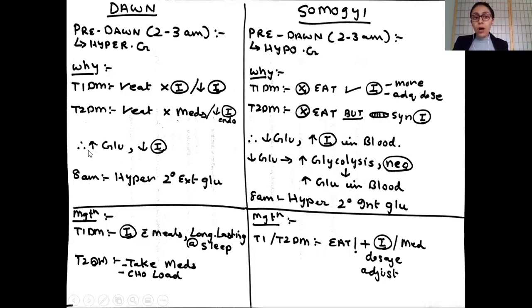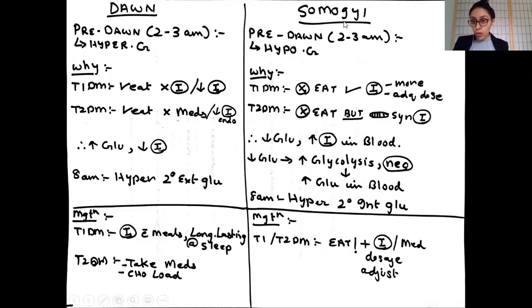There is a lot of glucose floating in the blood, but not enough insulin. So when they wake up in the morning, what they see is hyperglycemia, but this is secondary to external glucose. Secondary to external glucose means you have eaten so much that there is so much glucose coming from the diet, but you don't have a sufficient amount of insulin or medication. So that is the condition.